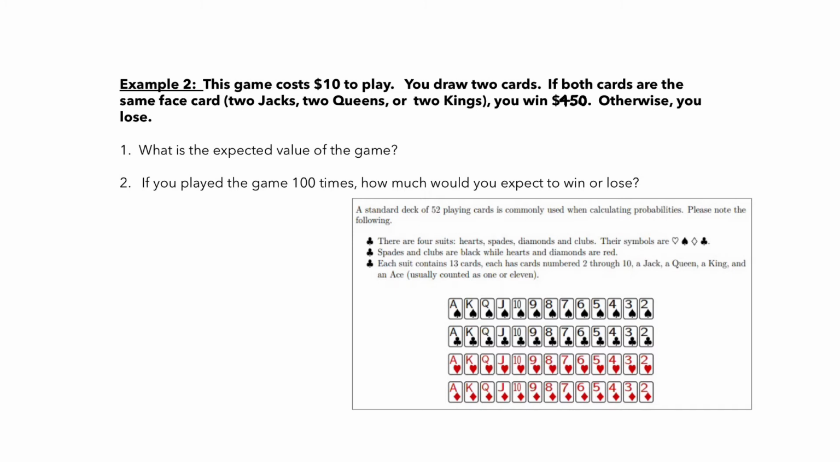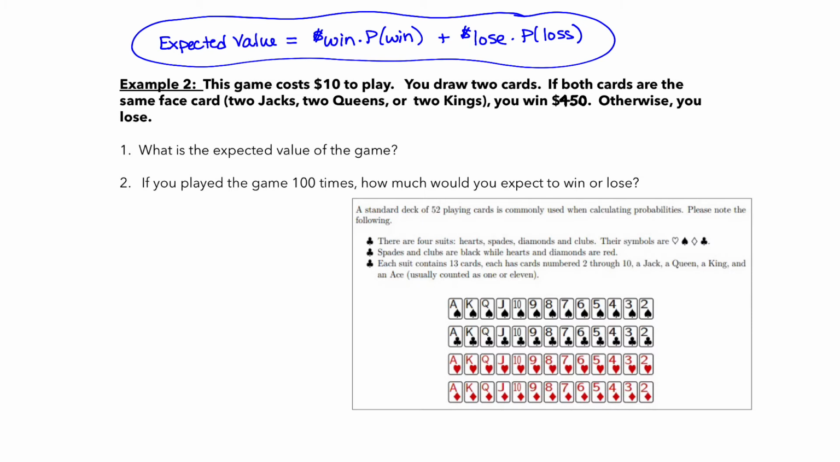Well, the way we begin this problem is just the same as we did the last one, and that is we want to remind ourselves what that formula is for expected value. Remember, expected value is the amount of money we win times the probability that a win occurs, plus the amount of money that we lose times the probability that a loss occurs.